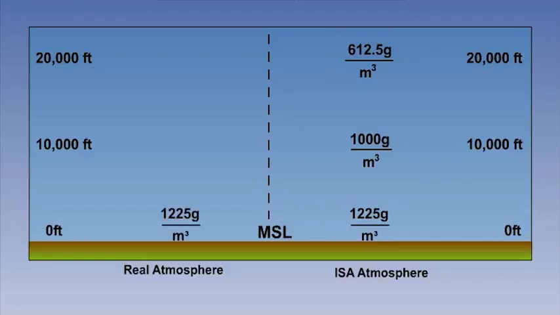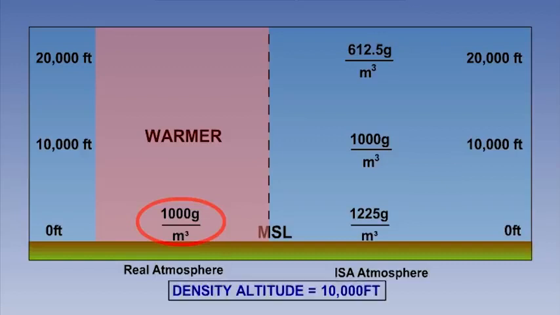Let's say we're at sea level, and the atmosphere happens to be exactly the same as standard. The density at sea level in the real atmosphere will therefore correspond exactly to that found at 0 feet in ISA. However, now let's increase the temperature of our location at sea level. We now know that the density will be less. This new lower density at our location corresponds to a density found at a higher altitude in ISA. In our example, we can see that the density at sea level in the real atmosphere equates to a density found at 10,000 feet in ISA. We therefore say that the density altitude of our location is 10,000 feet.